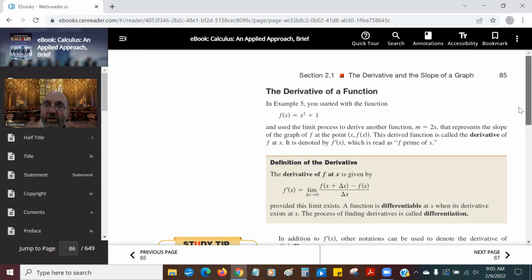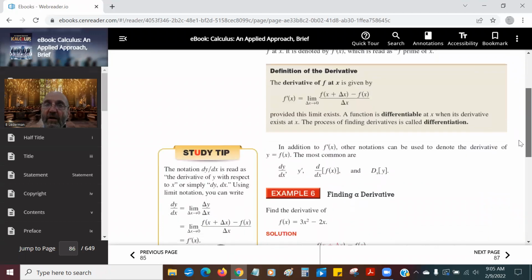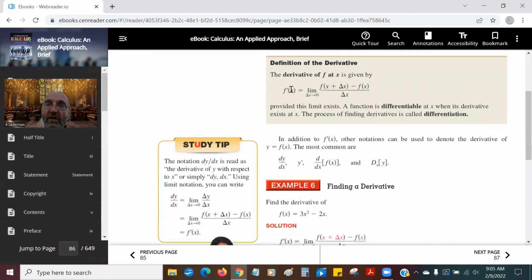Okay, so now we're going to officially define the derivative of a function. The derivative of a function, we write f prime of x. So f of x is the original function. f prime of x is the derivative of the function. So that's the limit as delta x goes to 0 of f of x plus delta x minus f of x over delta x. That is the definition of a derivative.